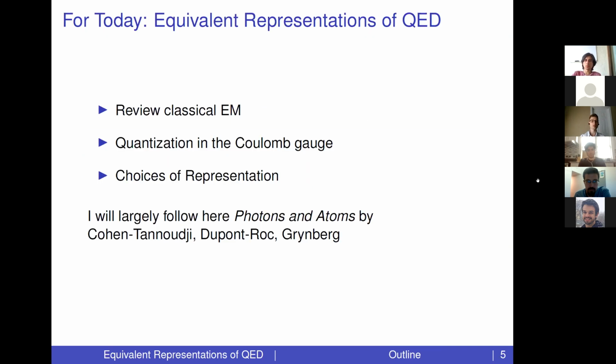And in particular, for today, again, we want to start really with the basics. So that means reviewing classical electromagnetism. We want to then quantize in the Coulomb gauge, and then we are in the position to understand how we can express different representations of the theory with different degrees of freedom. And here we will largely follow, for this seminar today, the book by Cohen-Tannoudji.